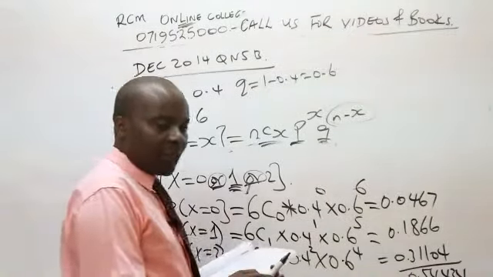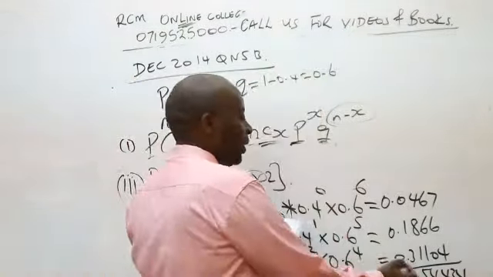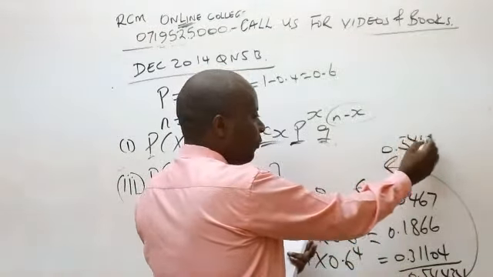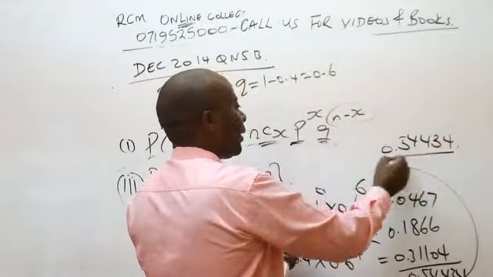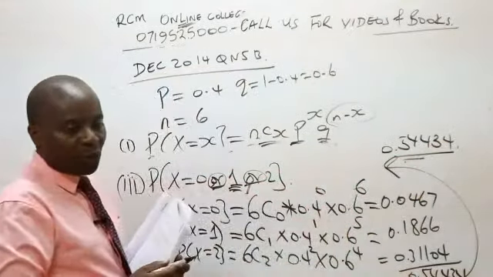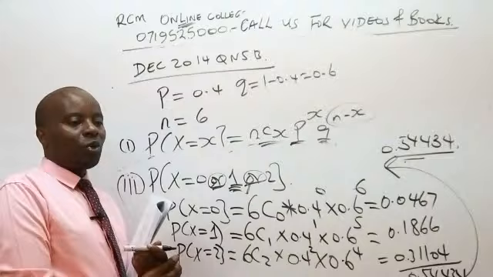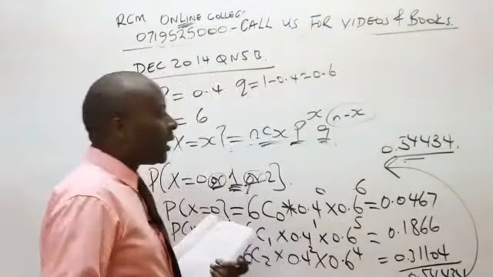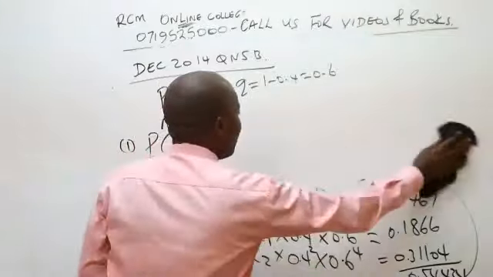I can see this figure is not very clear there, so I can write it here. It's supposed to be 0.54434. That is the probability of at most 2. At most 2. And then now we can embark on tackling the last one.